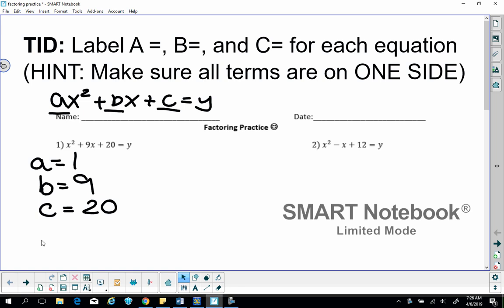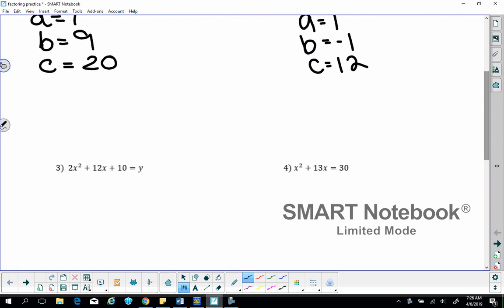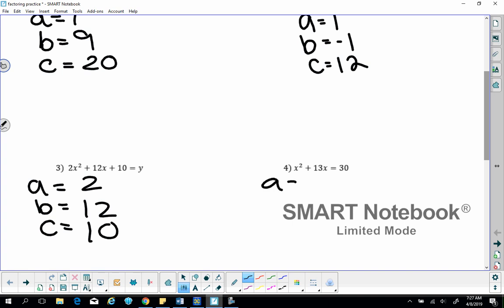All right, Jocelyn, what's the second one? What's my A, B, and C? Good. 1, -1, +12. Beautiful. Stephen, what's number 3? What's A, B, and C? Mm-hmm. Yep. Beautiful. Kari, what's 4's A, B, and C?